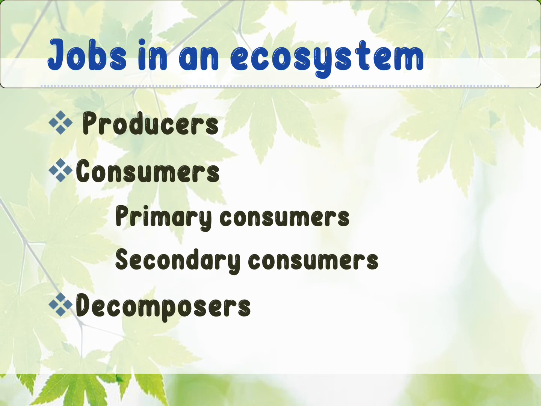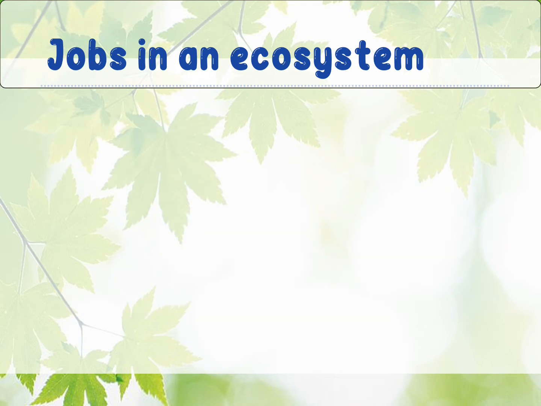Now we are at the third objective, which is the role of the different organisms, the different living things. So jobs or the roles can be divided into three actually: producers, consumers, and decomposers. Now there are two types of consumers, which is primary consumers and secondary consumers. Let's see each of these in detail.